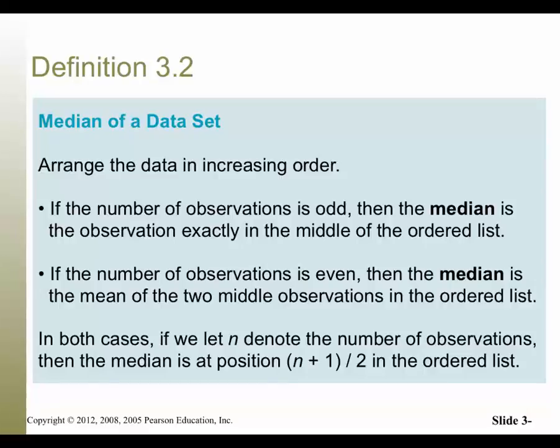If the number of observations is odd, then the median is one of the observations, because there's one right in the middle. But if the number of observations is even, then there are 2 middle values, so we take the mean of the 2 middle values, the average of the 2 middle values. So if your number of observations is even, the median is often not one of the data values, because it's the average of those 2 in the middle.